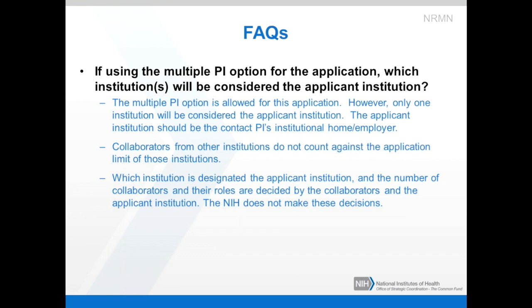The multiple PI option is, of course, allowed for this application. However, only one institution can be considered the applicant institution. And that applicant institution should be and will be the contact PI's institutional home or employer. Collaborators from other institutions do not count against the application limit of those institutions. Now, which institution is designated the applicant institution and the number of collaborators and/or roles are decided by the collaborators and the applicant institution. The NIH does not make these decisions.